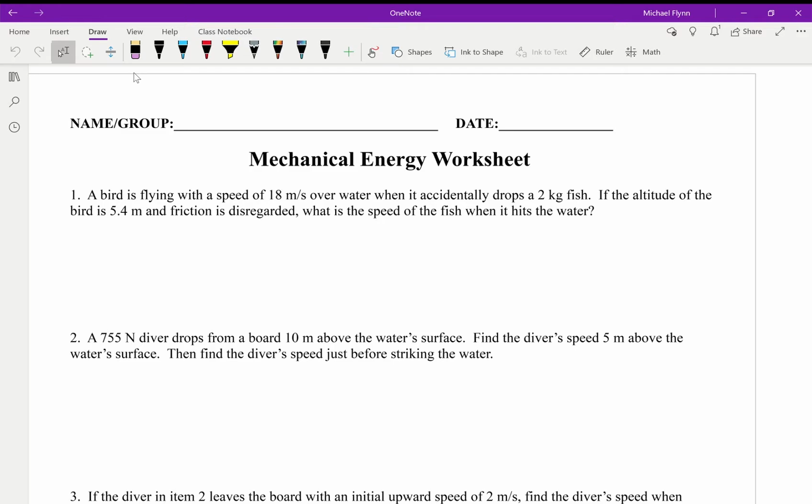A couple of people have been asking me how to answer these questions on the second worksheet, so I'm going to post. I'm just going to give you a hand. Okay.